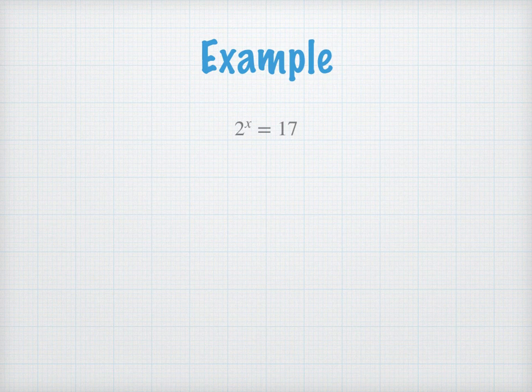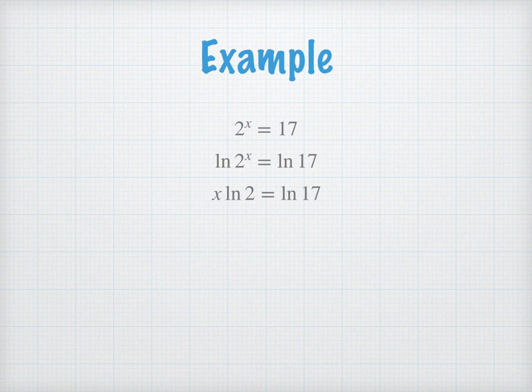What if we had 2 to the x equals 17? Well, again, we don't have anything that we can do to simplify either side before trying to introduce some logarithms to get our x out of the exponent. So let's just start by taking the natural log of both sides. That's going to allow us to pull that x down in front. So we have x times the natural log of 2 equaling the natural log of 17.